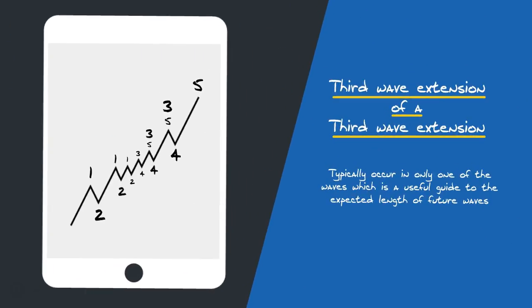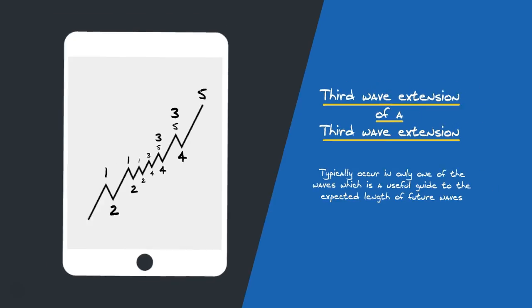Looking at this pattern, we can see how the extension occurs within the extension of wave 3. It is a 3rd wave extension of a 3rd wave extension, totaling 13 waves. Extensions typically occur in only one of the waves. This provides us with a useful guide to the expected lengths of any future waves.